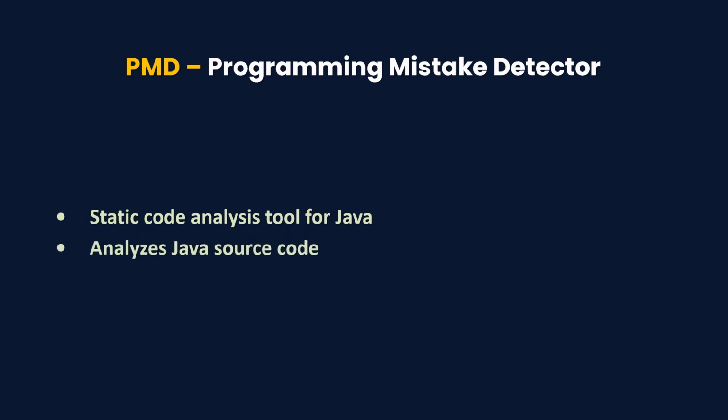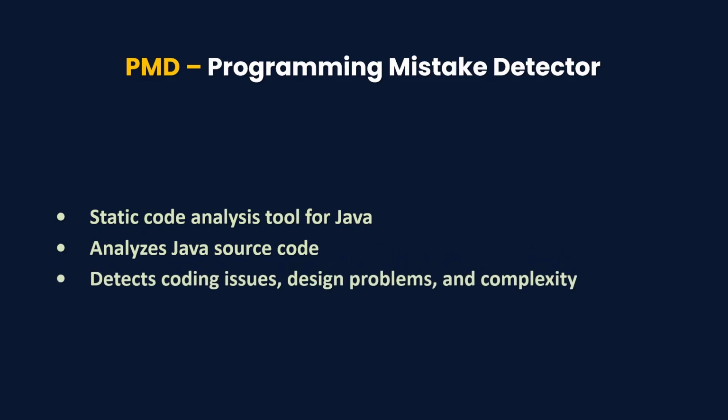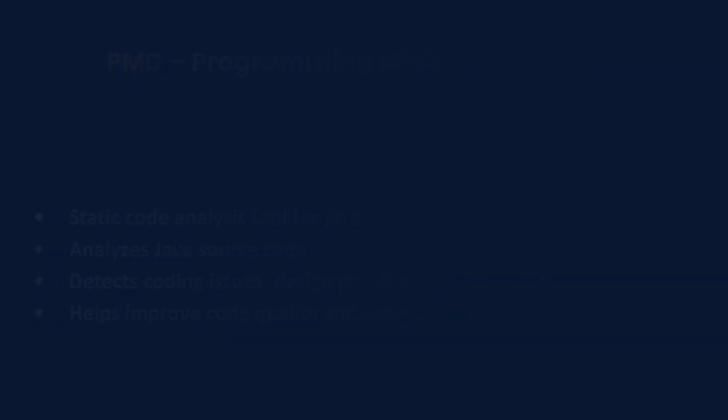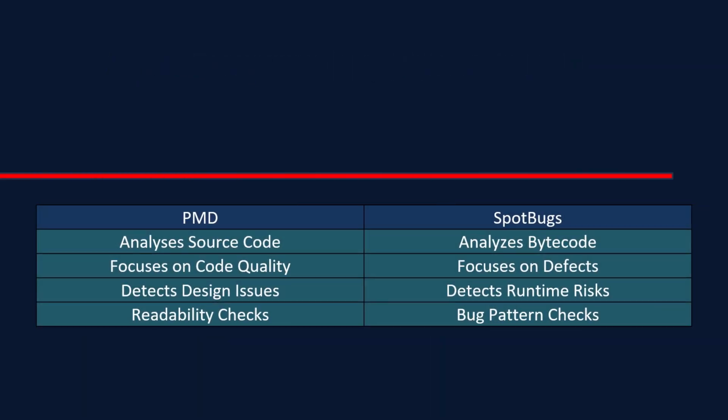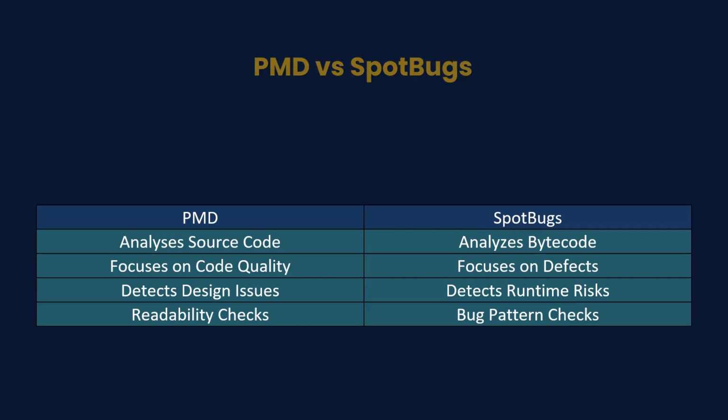PMD helps the developers identify potential problems early in the development process, resulting in cleaner, more maintainable, and higher quality code. So here's a quick comparison. The major difference between PMD and SpotBugs lies in what they analyze. SpotBugs examines the compiled bytecode and focuses on identifying the potential runtime defects. PMD analyzes the source code itself and focuses more on coding standards, design quality, complexity, maintainability, and readability. For example, PMD can detect duplicate imports, inconsistent braces, overly complex methods, unused variables, and poor design decisions.